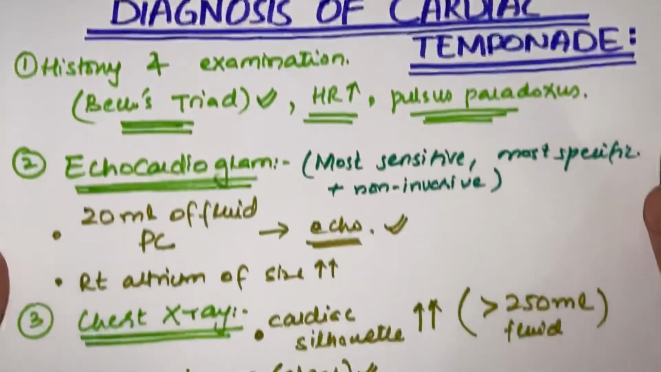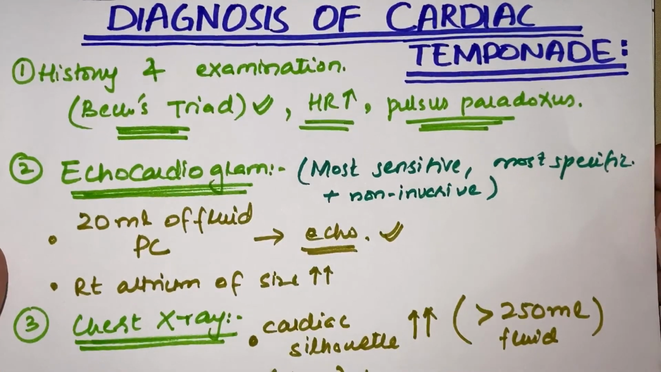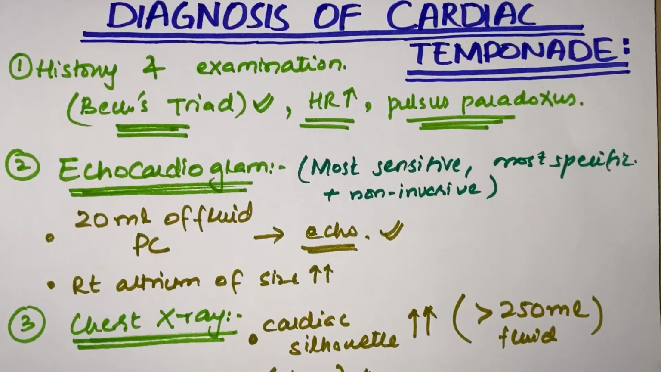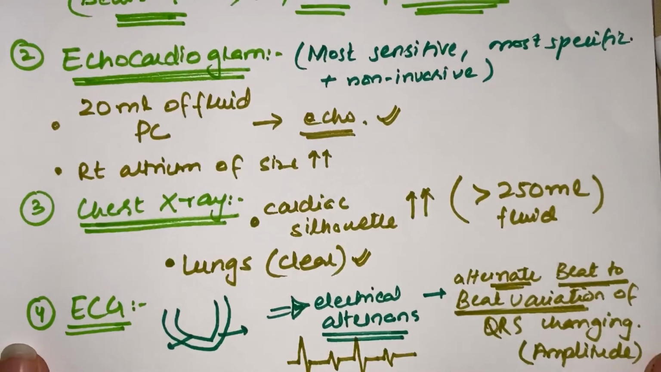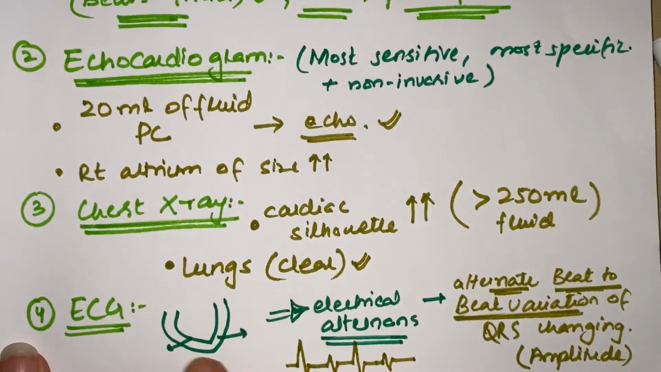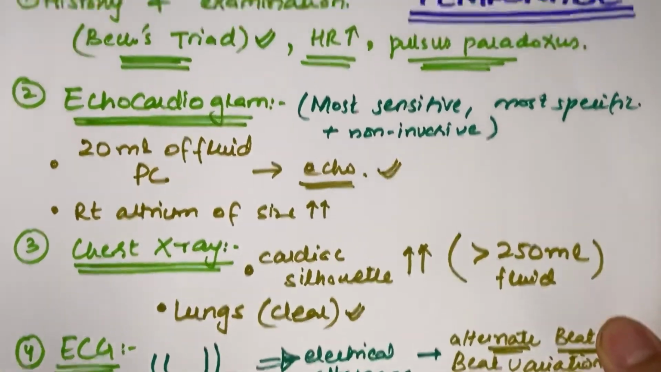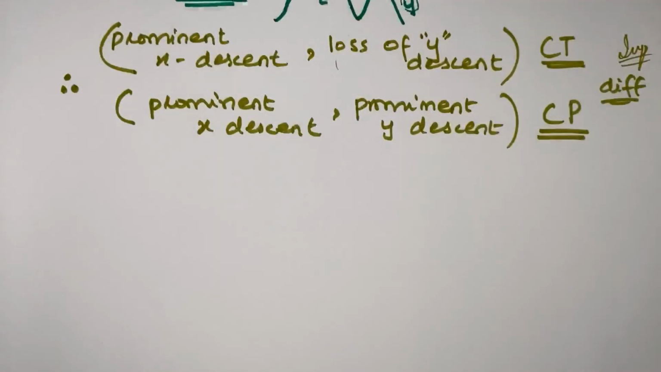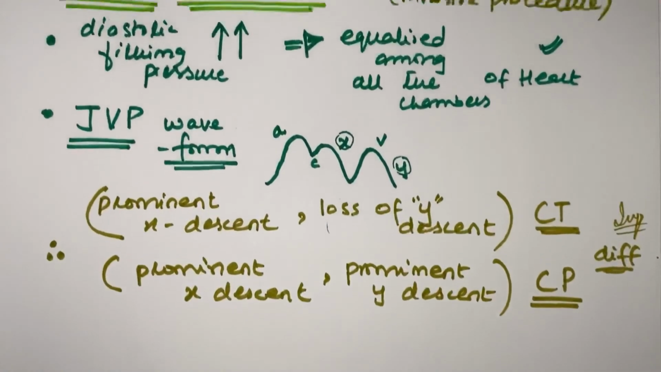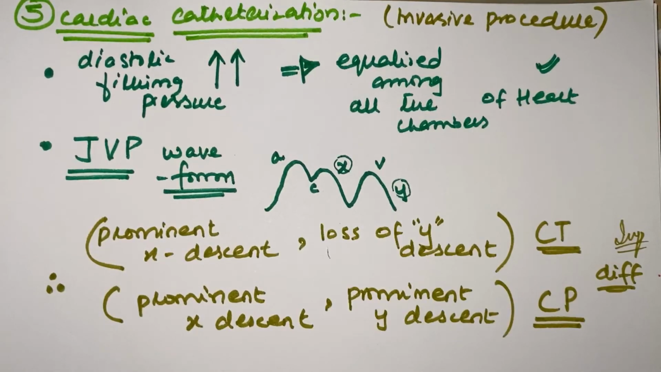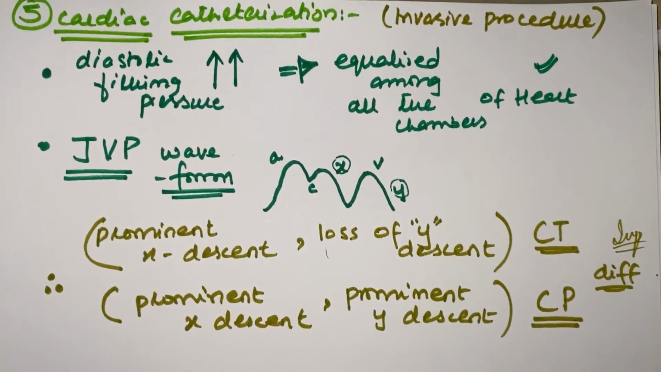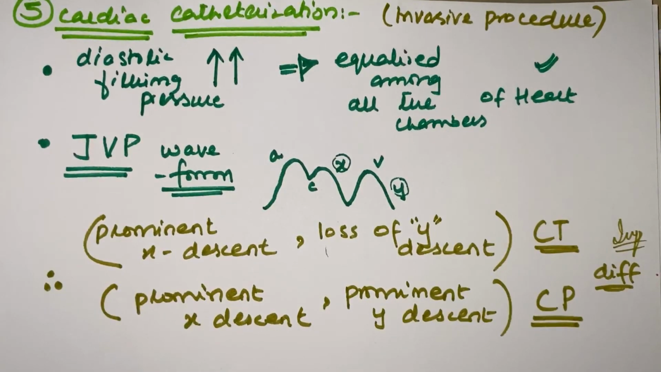How we will diagnose it: first of all, we'll take history and examination. Three characteristic findings: Beck's triad, increased heart rate, pulsus paradoxus. Echocardiogram will show characteristic findings, it is the most sensitive and most specific test. Chest X-ray shows an increased or enlarged cardiac silhouette with clear lung fields. ECG will show electrical alternans. And our last modality, cardiac catheterization, will show raised diastolic filling pressure with equalization of the pressure within all chambers of the heart, and the JVP waveform shows characteristic findings of a prominent X descent and loss of the Y descent.